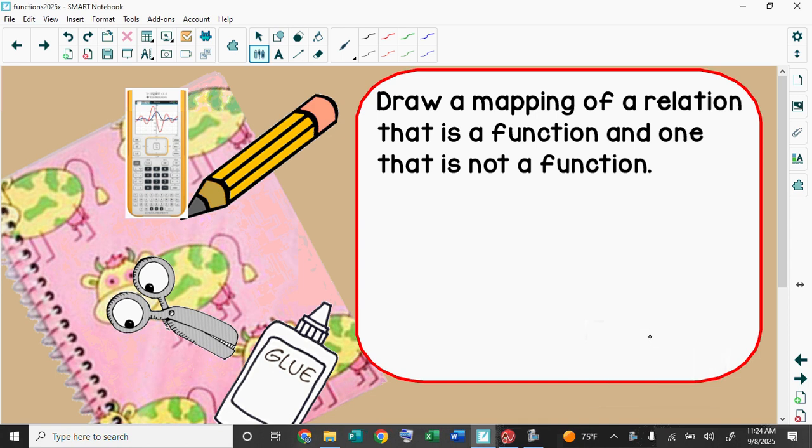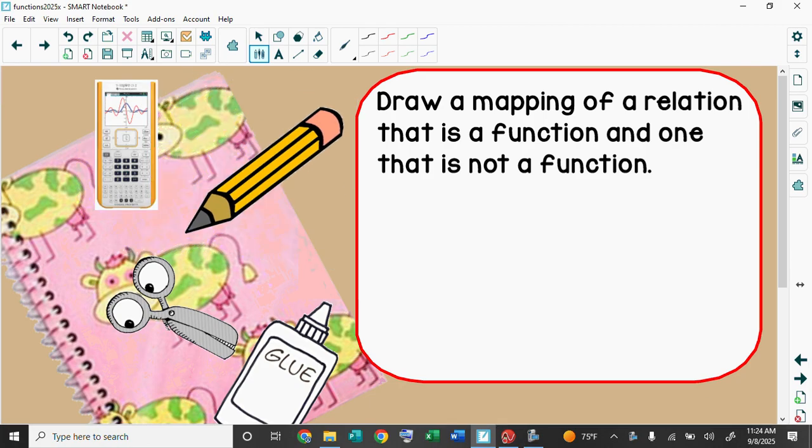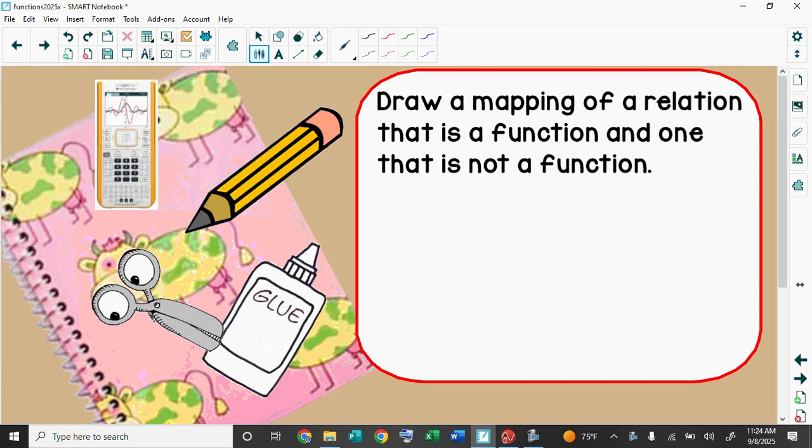Okay, we're gonna evaluate functions using the calculator. So you're gonna need your calculator, your spiral, your pencil, scissors, and glue. And if you haven't already gotten the evaluating functions foldable, you need to get it. But first, how do you draw a mapping of a relation that's a function and one that is not a function? So pause the video and see if you can do that.